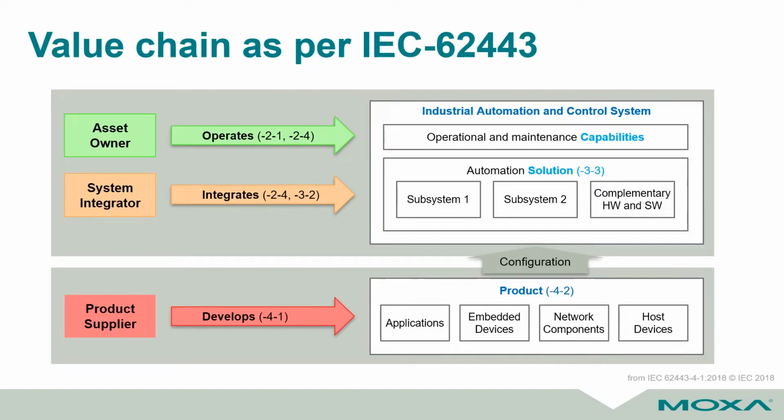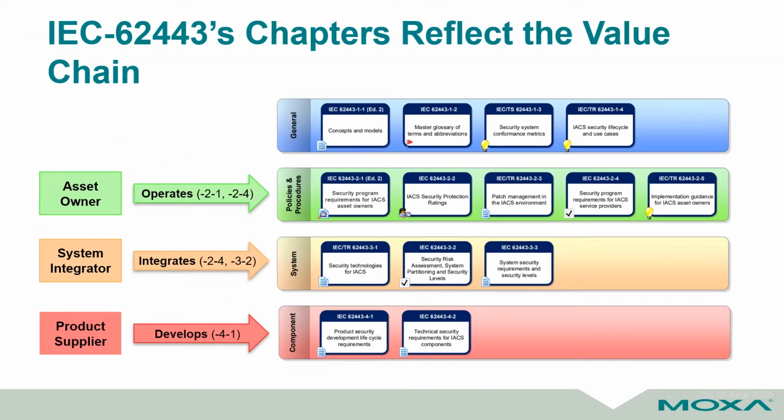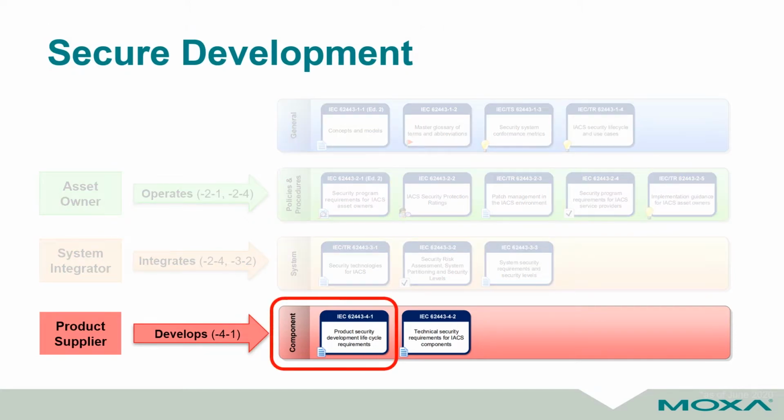Not a surprise, IEC 62443 provides three chapters plus one general chapter to define exactly what those people have to do. In this presentation, we look into chapter number 4 and specifically the subchapter 4-1, which is important for product suppliers in order to ensure the secure development of products. So, what is 4-1 about?